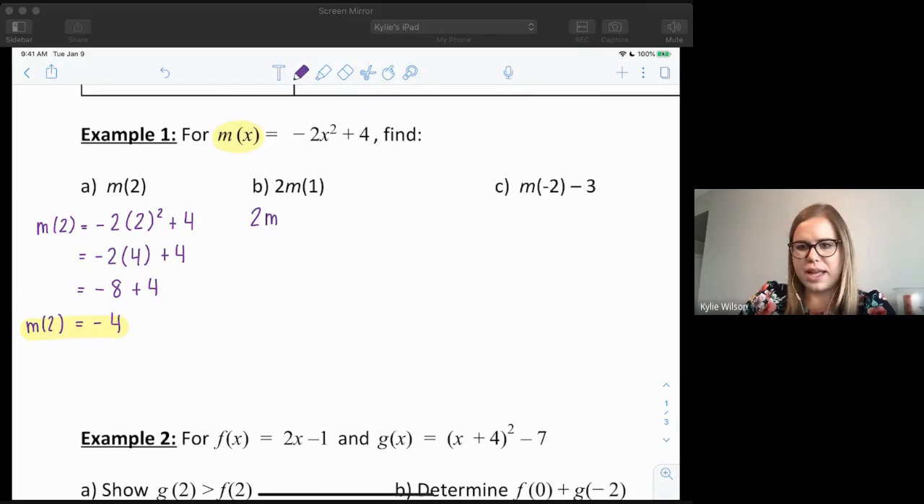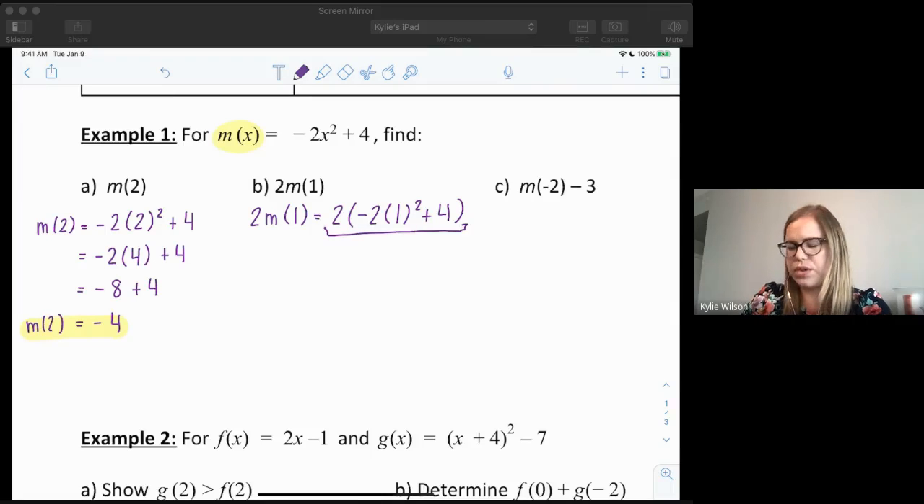We have 2m at 1. So basically what that means is 2 times m at 1. So now in my equation, instead of writing an x, I'm just going to write a 1. Just like anytime we put a 2 or a number by anything, this means that this 2 is multiplied by this whole thing. That's what that means. So I find it easiest if I just write out the whole thing like this, and then I simplify it.